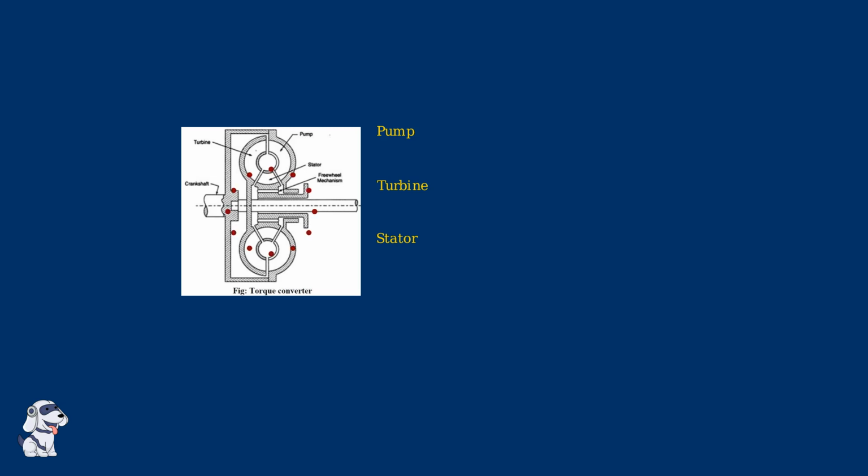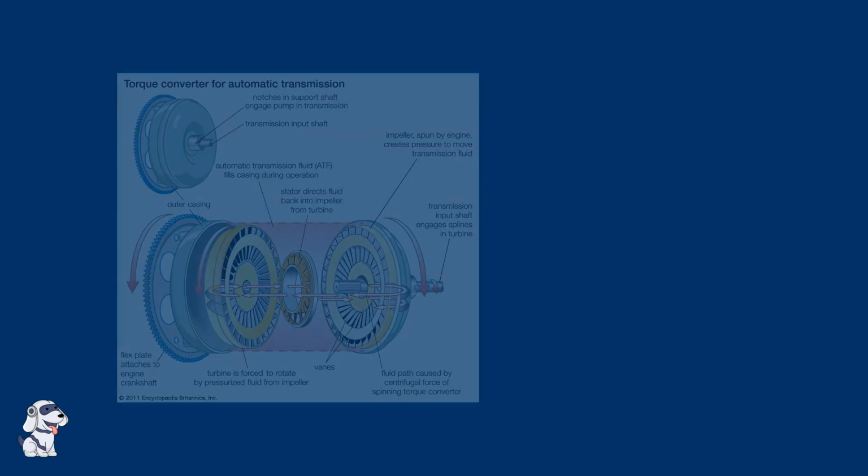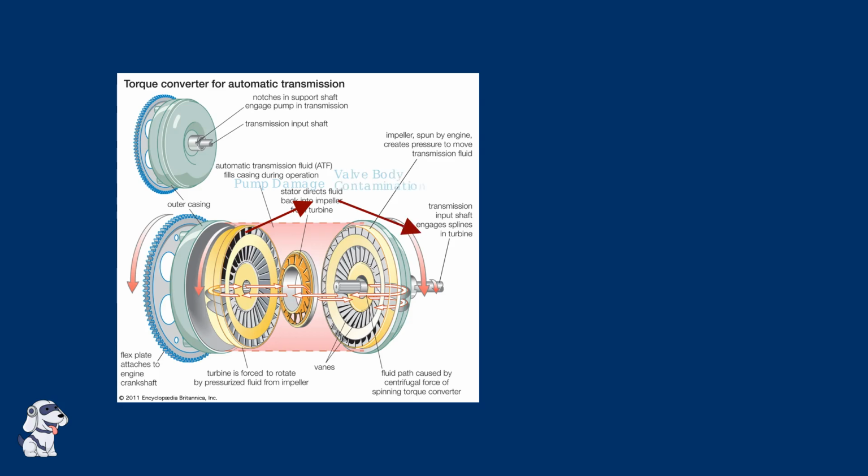When internal components wear or fail, they create metal particles and debris. This contamination is carried by the transmission fluid throughout the entire hydraulic system. Here we see the contamination path through the transmission. The debris flows from the torque converter through the pump, into the valve body, and eventually reaches the TEHCM components.